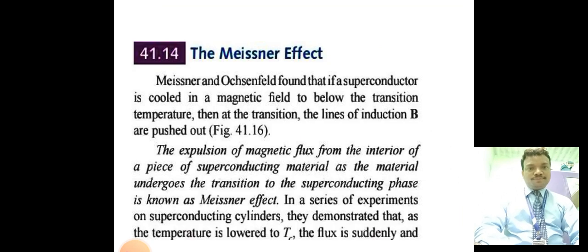So what is the Meissner effect? Meissner and Ochsenfeld found that if a superconductor is cooled in a magnetic field to below the transition temperature, then at the transition the magnetic lines of induction are pushed out. This phenomenon is called the Meissner effect: the exclusion of the magnetic flux from the interior of a piece of superconducting material as the material undergoes transition to the superconducting phase.